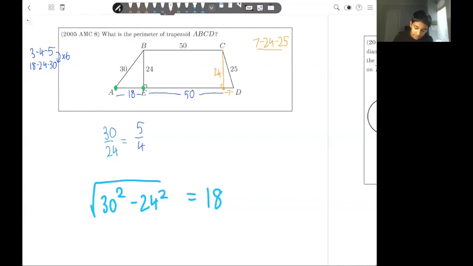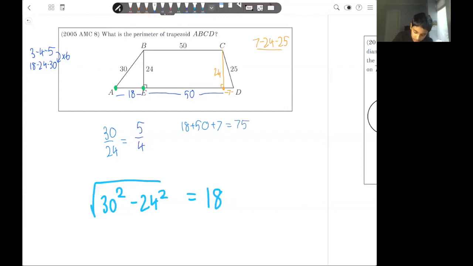We know all the other side lengths. We know what AB is. We know what BC is. We know what CD is. AD is 75. Yeah, now we can figure it out by these 3 parts. So just 18 plus 50 plus 7, which is, 18 plus 7 is 25. 25 plus 50 is 75.